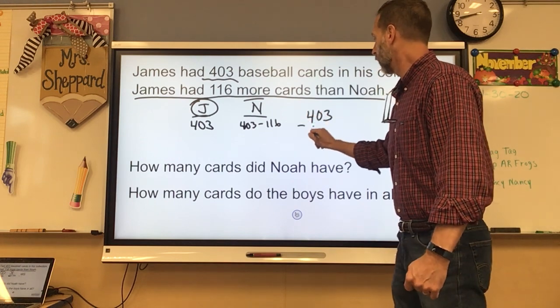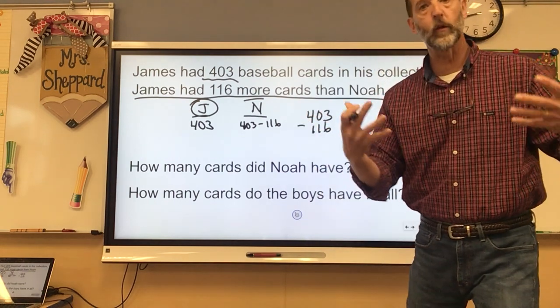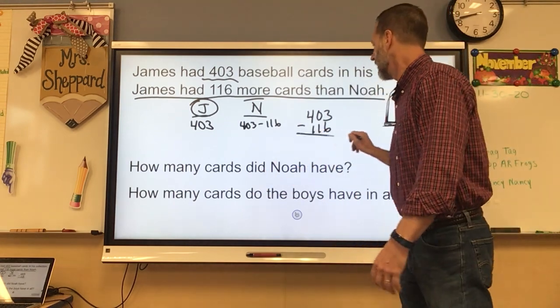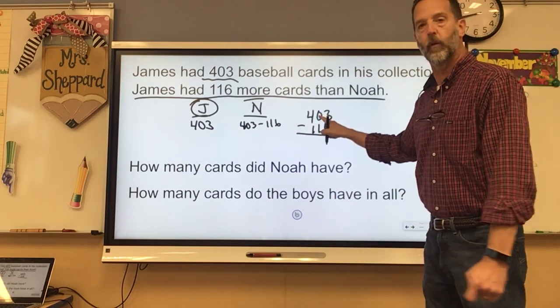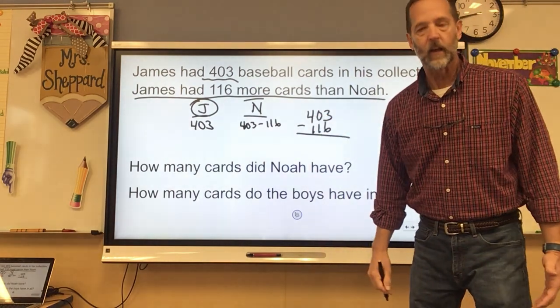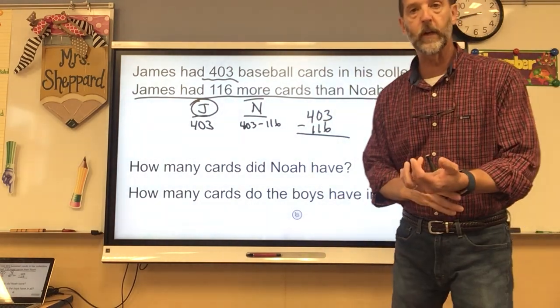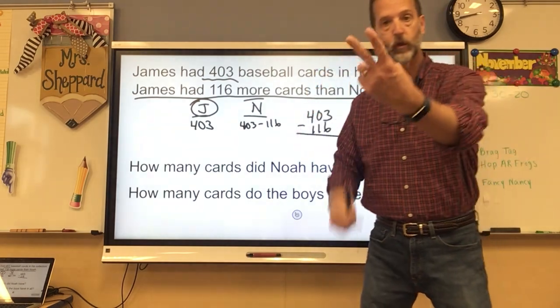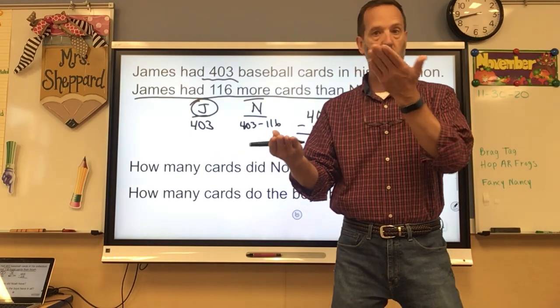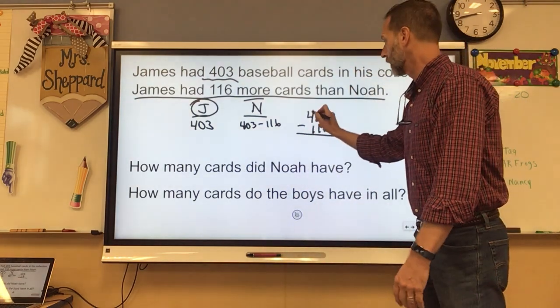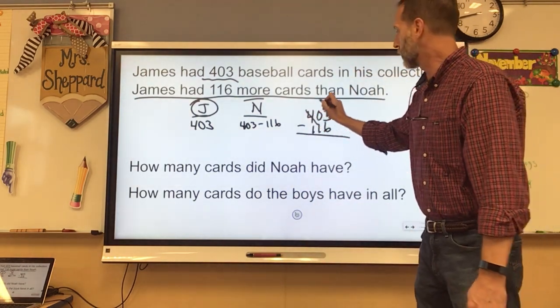403 minus 116. Well, now you've got to go through your steps of subtraction, right? In the ones place, can I subtract here? I can't. Can I regroup from a 0? I can't. So I've got to come over here to the hundreds place to regroup. Remember that when you're regrouping, you change two places. The first place gets smaller, and the next place gets larger by 10. So I'm going to go smaller here. That's going to be a 3.